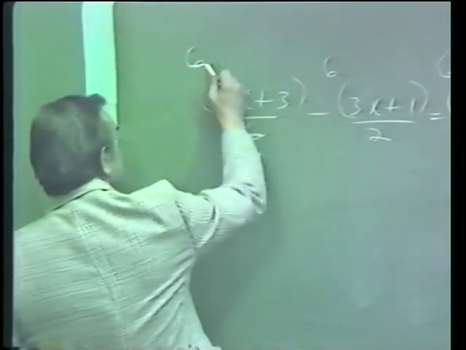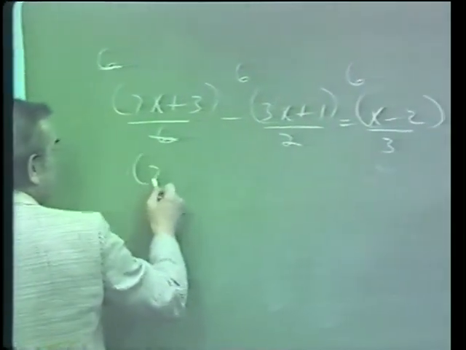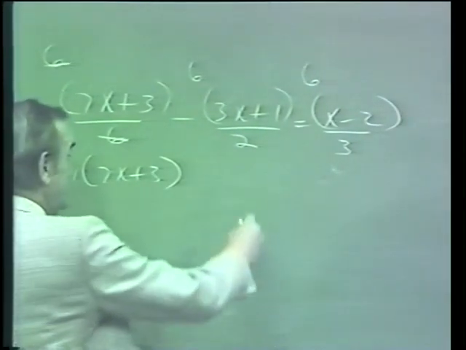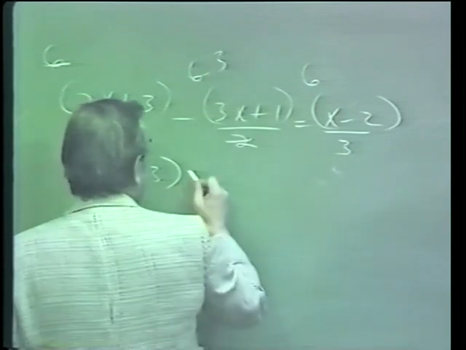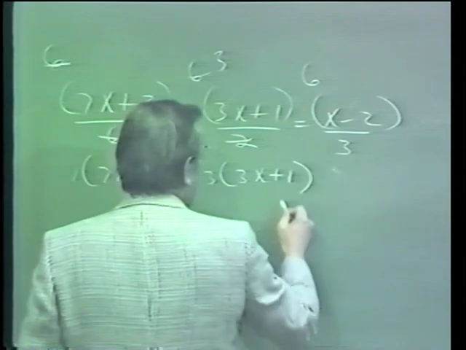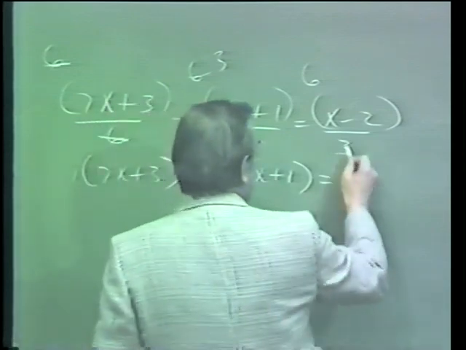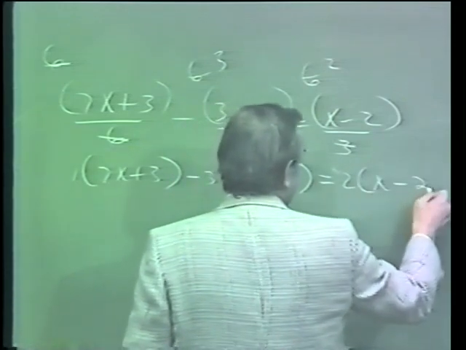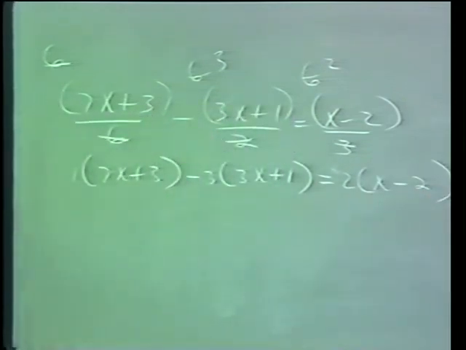Well, let's see what happens. We have 6 in the 6 is 1. We get 1 times the quantity 7x plus 3. 2 in the 6 is 3. We get negative 3 times the quantity 3x plus 1. Equal. 3 in the 6 is 2. We get 2 times the quantity x minus 2. Notice, first step, clear fractions. What we have here is now an equivalent equation, no fractions.